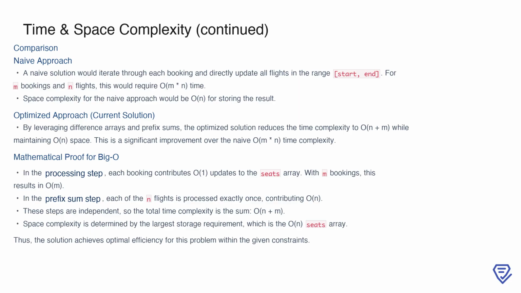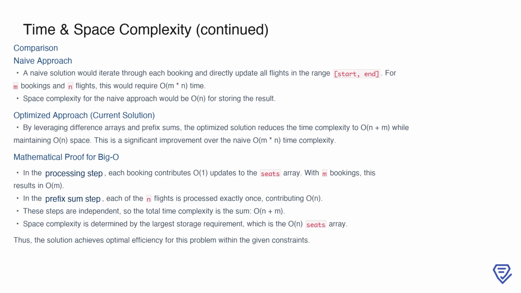In contrast, our optimized solution uses a difference array combined with a prefix sum. This reduces the time complexity to O(n plus m), a significant improvement over the naive O(m*n), while maintaining the same O(n) space complexity. To confirm this mathematically, during the processing step, each booking contributes O(1) updates to the seats array, leading to O(m).